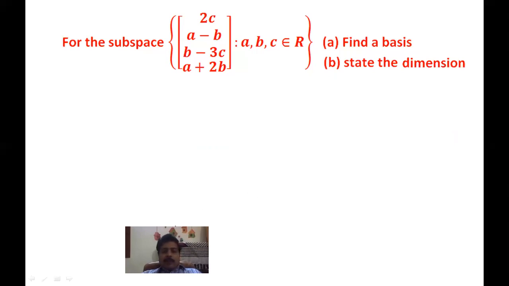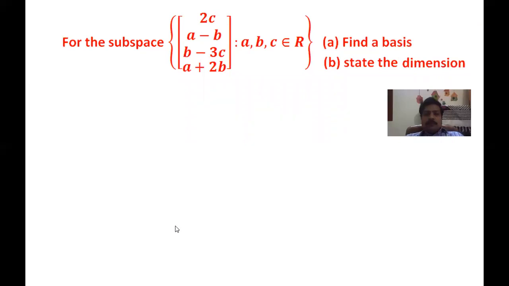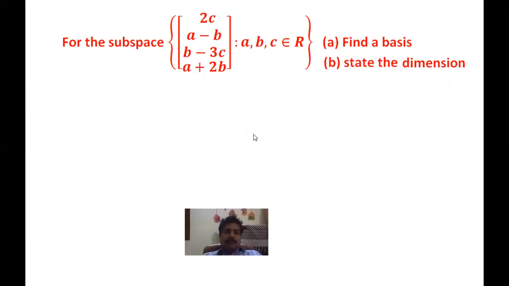In the second part, let us solve some of the problems related to dimension. This is one of the problems. For the subspace, the set of 4x1 column matrices [2C, A minus B, B minus 3C, A plus 2B], where A, B, C are real numbers, find a basis and state the dimension of the given subspace.